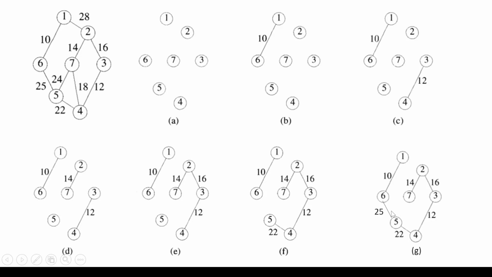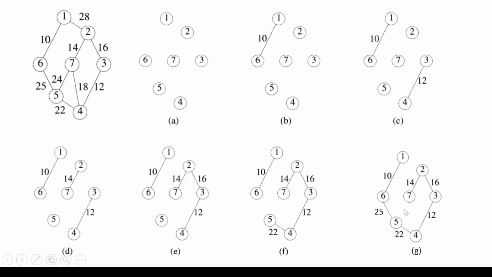Number of edges should be 1 less than the number of vertices. That is, number of vertices is 7, so number of edges should be 7 minus 1, 6. Let us see whether we have 6 edges here. Here is 1 edge, second, third, fourth, fifth, and sixth. So it is satisfying the condition of a spanning tree, saying that number of edges should be 1 less than the number of vertices. Now, third case, there should not be any cycle. There is no cycle in this graph.